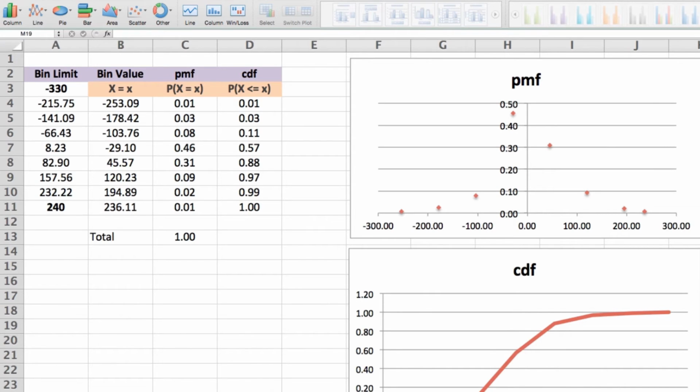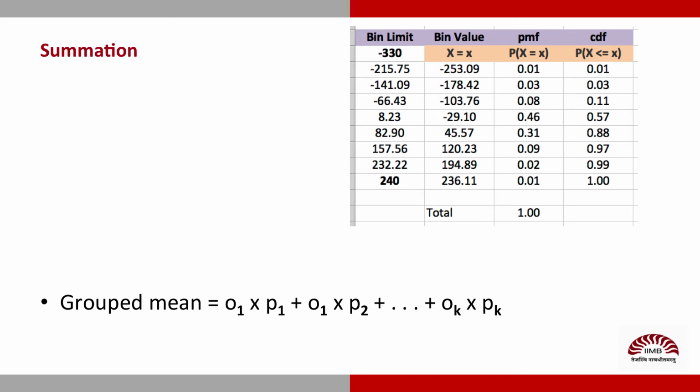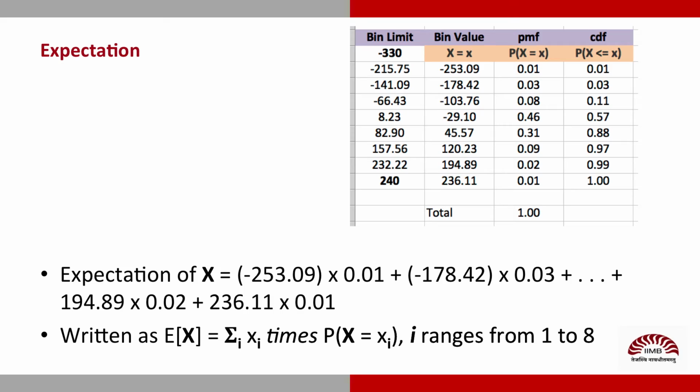It's nothing but a group mean, which we have already gone over. We can also express this average using the outcomes of X and their probabilities. We get a summation: outcome 1 times probability 1 plus so on plus outcome 8 times probability 8. This summation is called the expectation of our random variable. Mathematically, we write E of X as sigma i, value i times probability i. On our spreadsheet, this is just a sum product. Let's go ahead and do this.